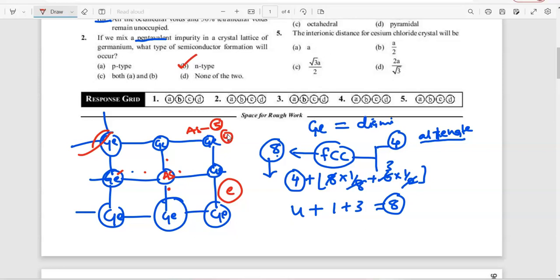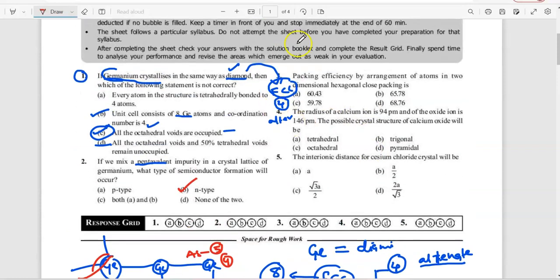I hope this question concept is clear to you. Next we will go for the third question. In this third question they are asking the packing efficiency by the arrangement of the atoms in two-dimensional hexagonal close packing.